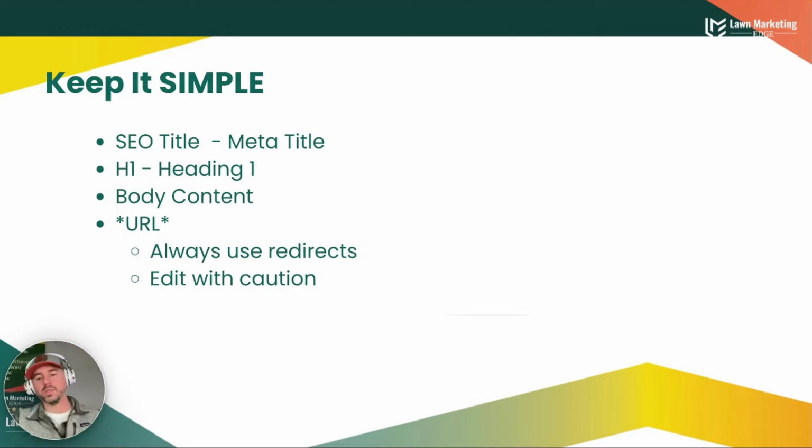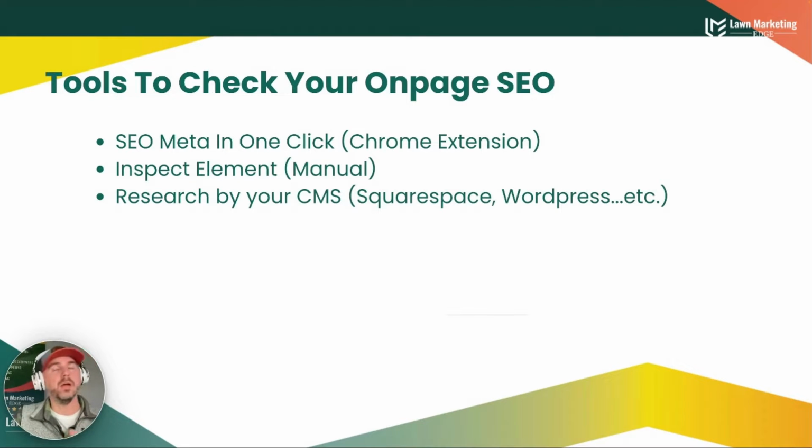So we'll go through this live together. I'll show you a couple examples on my own site where these places are and how to change them. So first things first, though, you've got to have a tool to check your existing page. There's a couple of options. I use a Chrome extension called SEO Meta in one click. I'll show you how to use it.